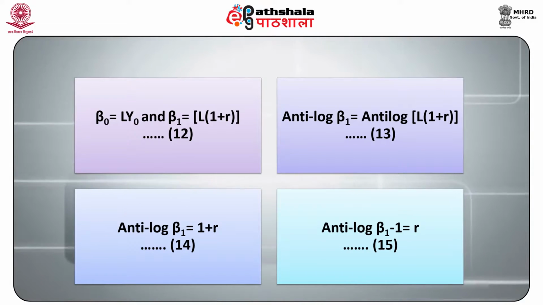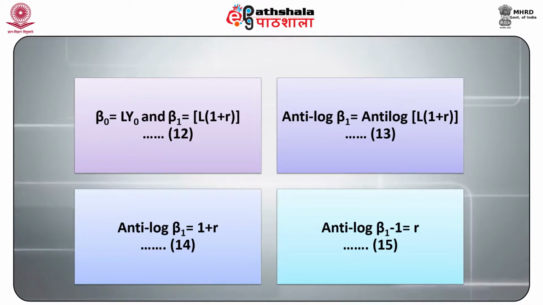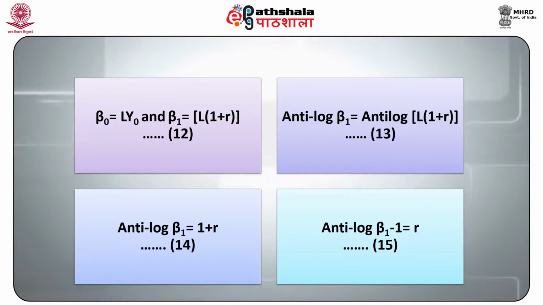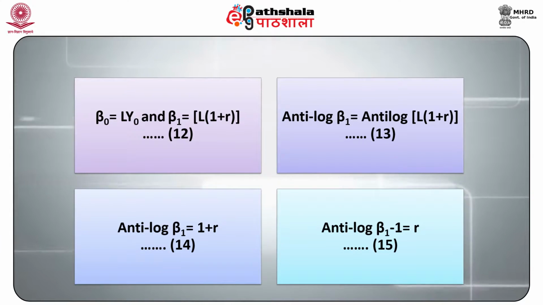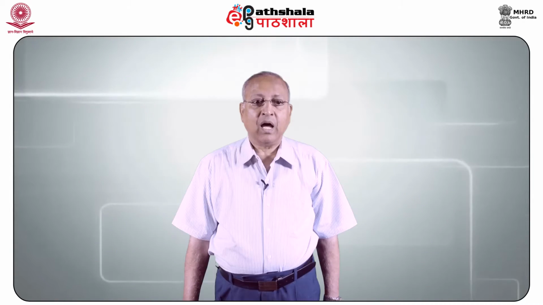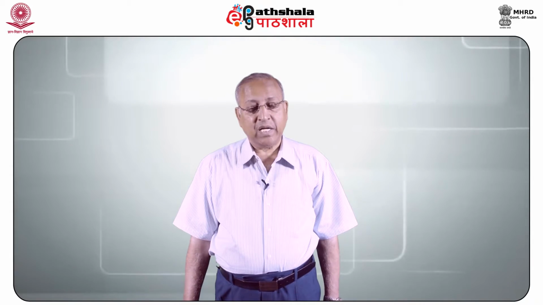So here if we take the antilog of b1, this is antilog of log 1 plus r. Therefore, on the left hand side we have antilog b1 which is equal to 1 plus r, and if we subtract 1 from both sides, then antilog of b1 minus 1 is equal to r. R is nothing but the growth rate of yt.